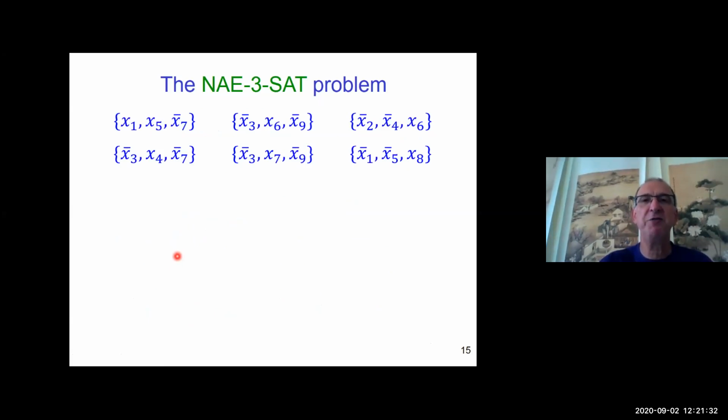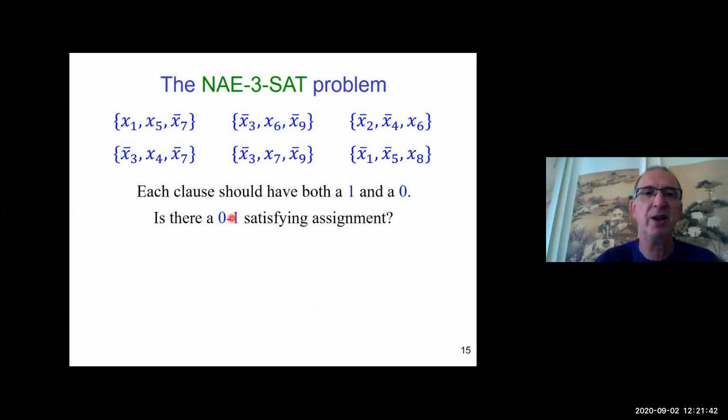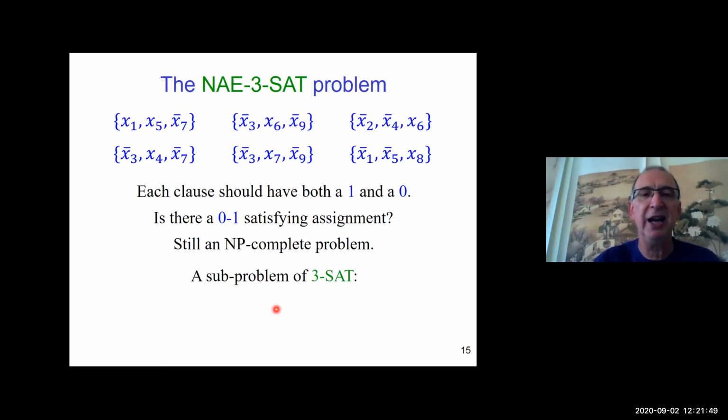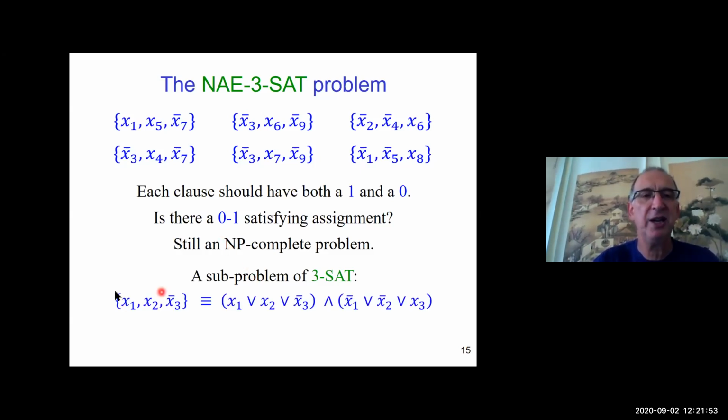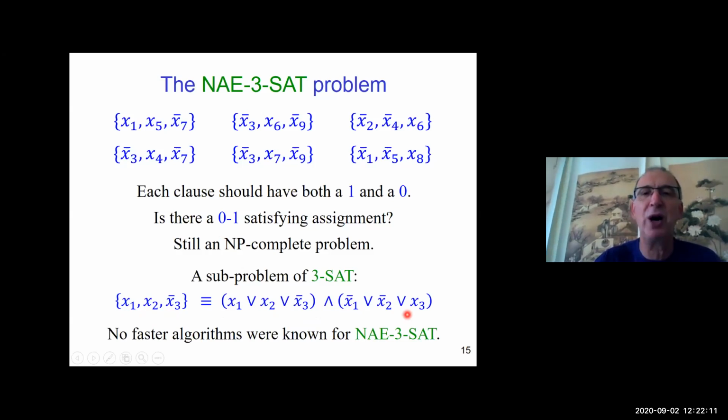Not-all-equal 3-SAT is a variant of 3-SAT in which we want each clause to have both a 1 and a 0. The question again is, is there a 0-1 satisfying assignment? It's still an NP-complete problem. Actually, it's a subproblem of 3-SAT, because a not-all-equal 3-SAT clause can be converted into two 3-SAT clauses. Among x1, x2, and not x3, we want at least one literal to get the value 1. This is exactly this condition. And we want at least one of them to get the value 0, so it's exactly this condition. So not-all-equal 3-SAT is a subproblem of 3-SAT. No faster algorithms were known for not-all-equal 3-SAT.